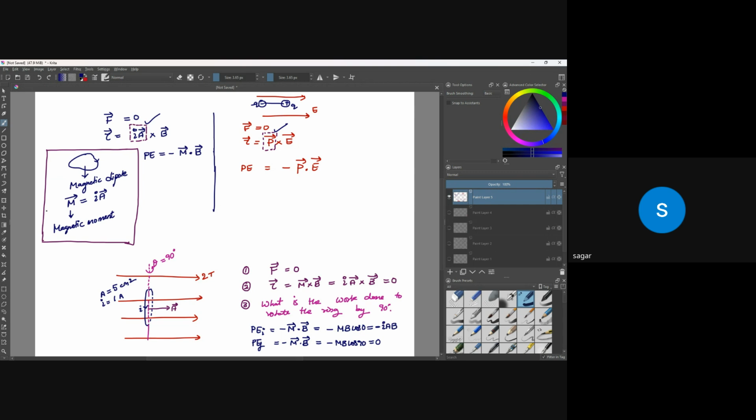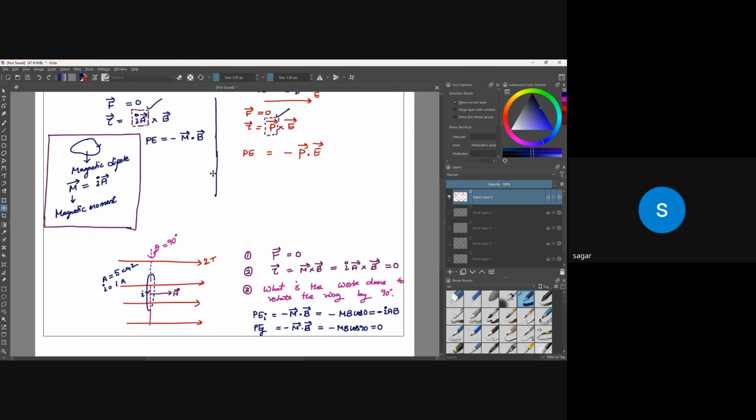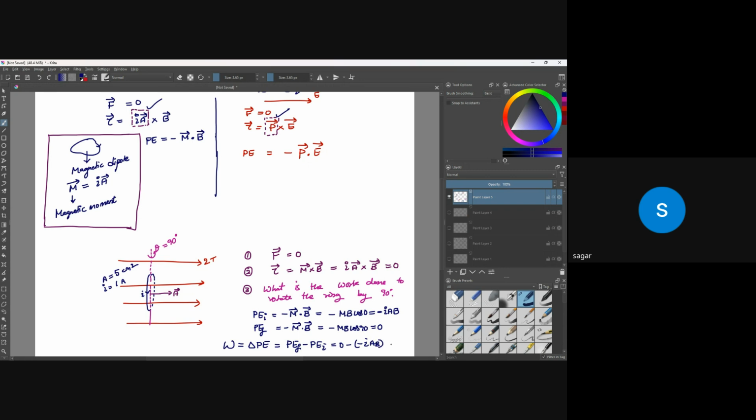So if you look at the work done, all we have to say is work done by the external force is getting stored as potential energy in the current carrying loop. Work done is nothing but the change in potential energy. Whatever work we are putting into rotating it all becomes potential energy. We are assuming that we are slowly rotating it, which means kinetic energy is negligible. So change in potential energy is P final minus P initial. That's it. It will be IAB.